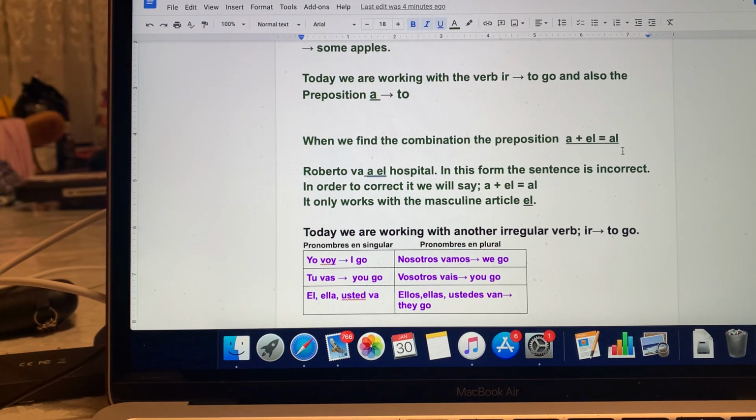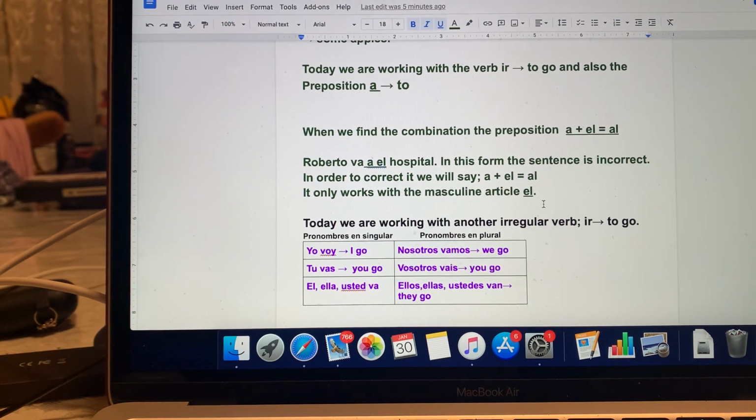Let's take a look at this example. Roberto va a el hospital. Notice the underlined words, a plus el. In this form, this particular sentence is incorrect. In order to correct it, we will say a plus el, and we turn it into a different word, which is al. It only works with the masculine article el, not with la or another instance.